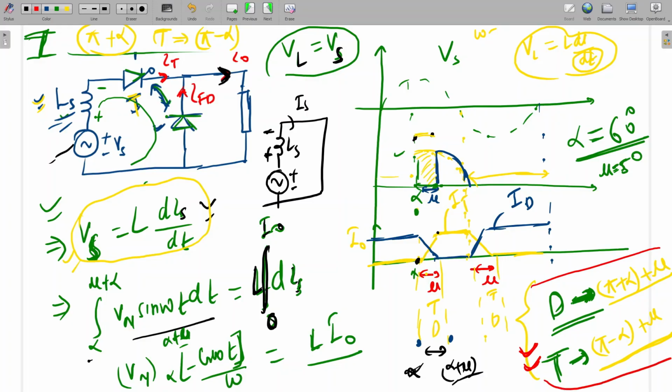Simply they can give a question with some data and ask what will be the conduction angle of the thyristor or diode. It will be a fill in the blanks kind of question. So if you know this relation, you can directly calculate mu, put in the value and fill in the blank. Is it clear up to now? Should I proceed further?